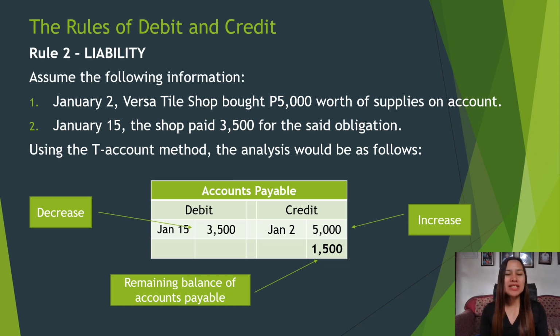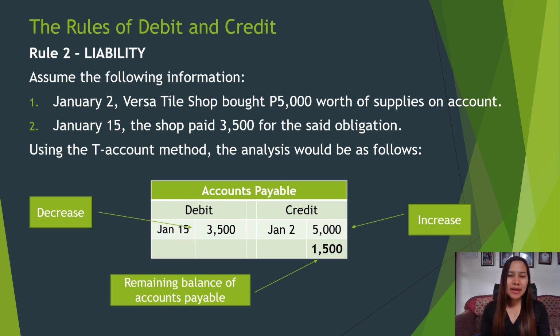And then on January 15, the shop paid 3,500 for the said obligation. So upon payment of the partial payment for the said obligation, that partial payment means decreasing the amount of payable to the supplier. So, as an accountant, you have to deduct that amount to the outstanding accounts payable balance. So, debit 3,500 January 15. Using this T account, that's already the analysis.